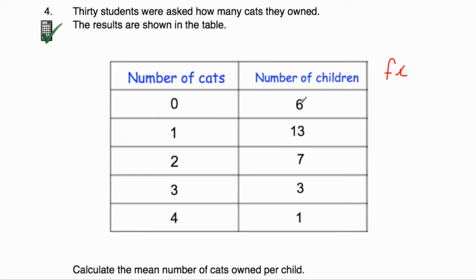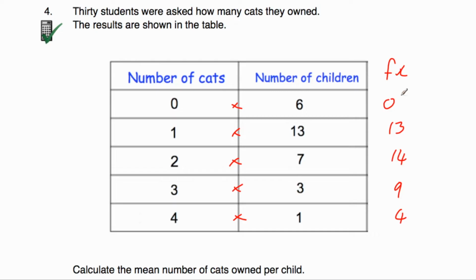So 6 children owned no cats. So 6 times 0 is 0. There's no cats. 13 children owned 1 cat each. So 13 times 1 would be 13. 7 children own 2 cats, so altogether that'd be 14. 3 children owned 3 cats, 3 times 3 is 9, that'd be 9 cats altogether. And 1 child owned 4 cats, so 1 times 4 is equal to 4.